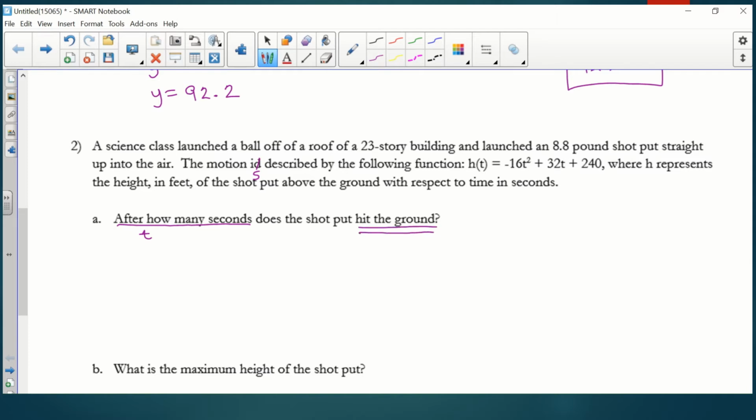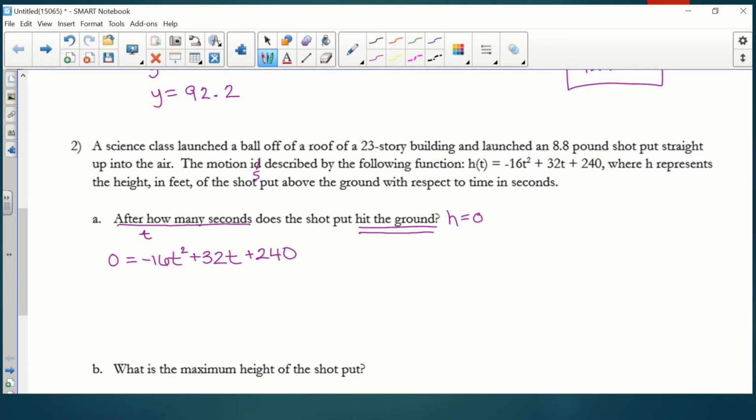Okay, so let's think about this for a second. If the shot put is on the ground, it has a height of 0, right? There's no height to it. So when we say hit the ground, it's giving us a height and it wants us the time that goes along with that height. Well, when our height is 0 and we're solving for t, so if we set up this equation, I'm going to plug in 0 for h of t, and I'm just going to write this out here, and this will give us a better idea of what we're looking for.